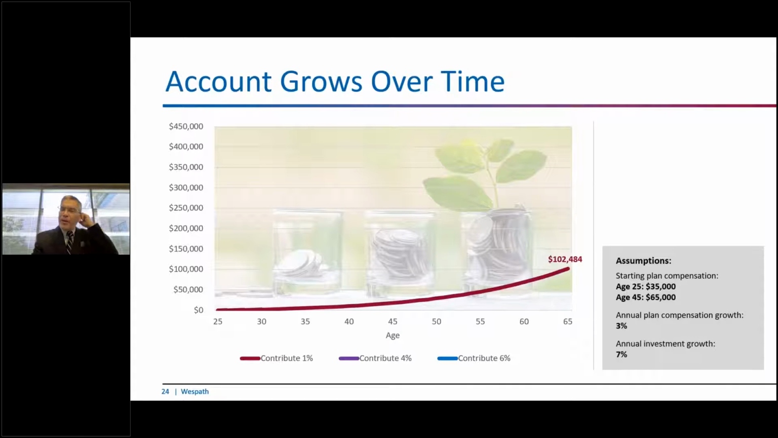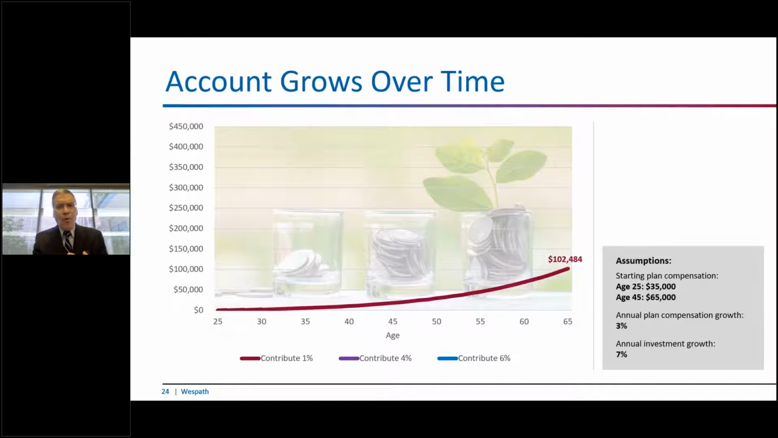So the first thing we're going to track is someone age 25. They begin making contributions. They have compensation of $35,000, and they've decided to set aside just 1%. And this assumes that they're going to get increases of 3% a year in their compensation, and they'll make, I think, very attainable investment growth of 7% per year. That small contribution, and this doesn't factor in any employer component, can grow easily to over $100,000 by the time they reach retirement.